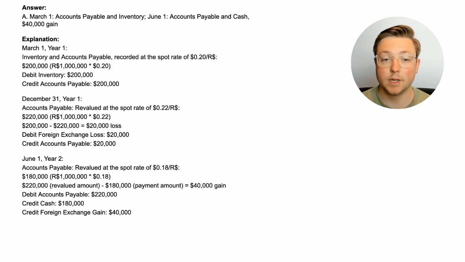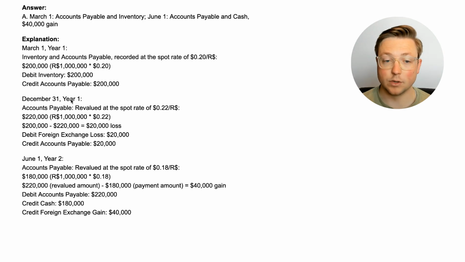On March 1st, you record in accounts payable and inventory, and then on June 1st, you record in accounts payable and in cash, and also you record a gain. So let's walk through this and why there's a $40,000 gain. So on March 1st, year 1, the spot rate is 20 cents per Brazilian real. So that's $200,000. You debit inventory for the $200,000 because they got the inventory, they just haven't paid for it yet. So you credit accounts payable for the $200,000.